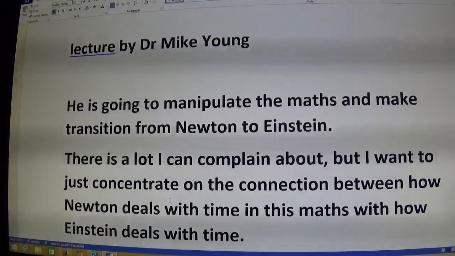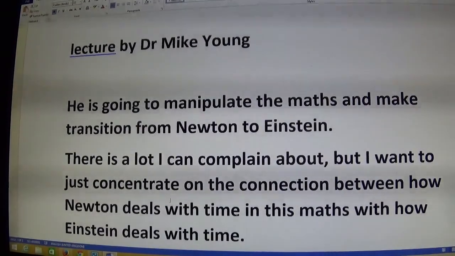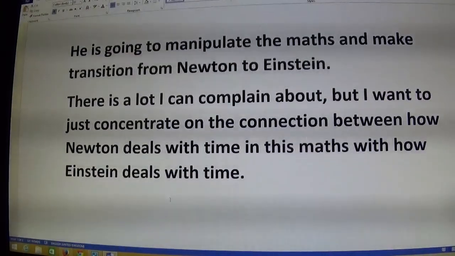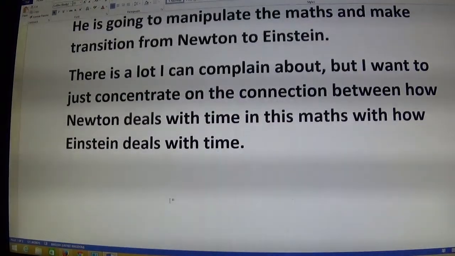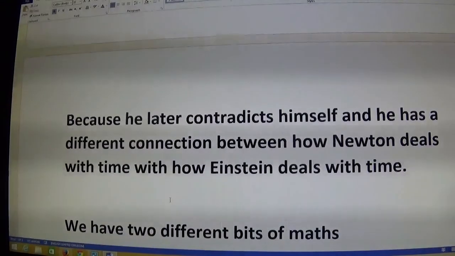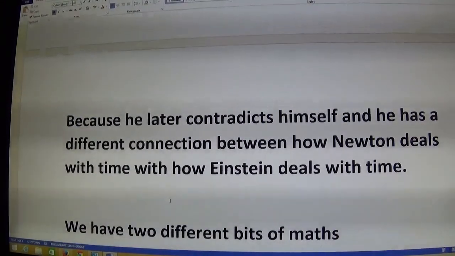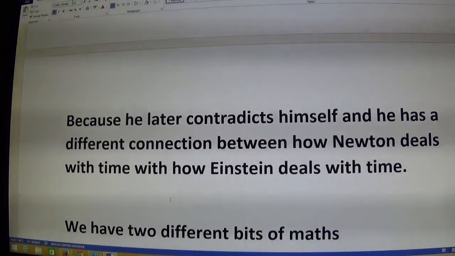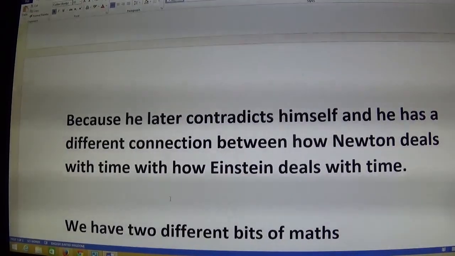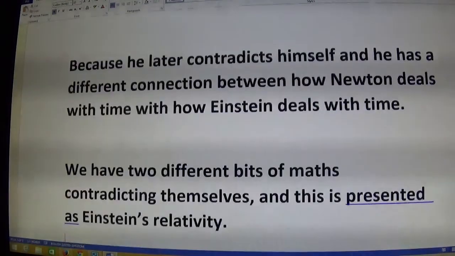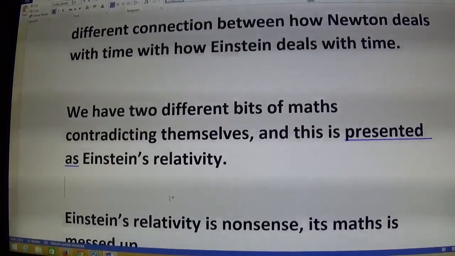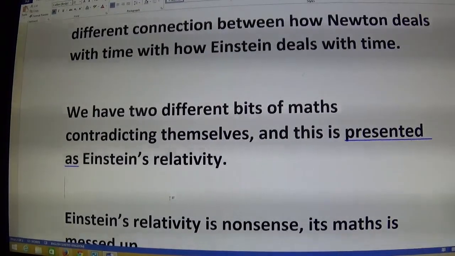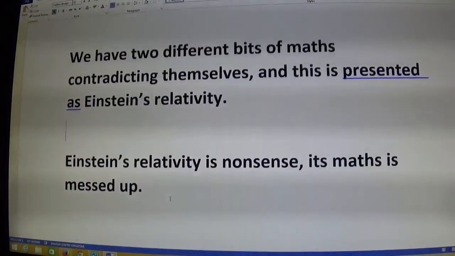There is a lot I can complain about, but I want to just concentrate on the connection between how Newton deals with time in this maths and how Einstein deals with time. Because Dr. Mike Young is going to contradict himself, and he has a different connection between how Newton deals with time and how Einstein deals with time. We have two different bits of maths contradicting themselves, and this is presented as Einstein's relativity.